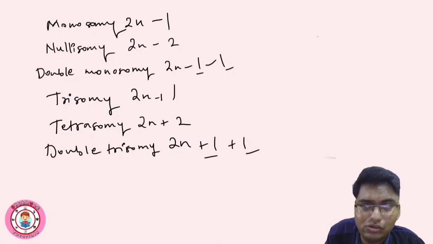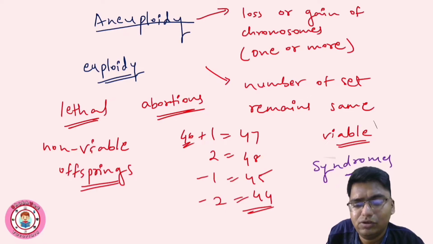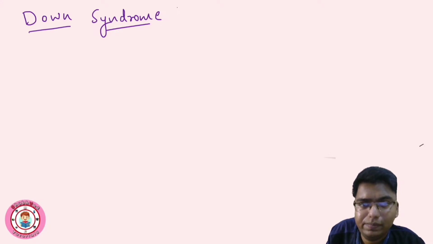Okay, as we know, normal is 2n. In humans, it is 46. So we will discuss some of the common diseases. First is Down syndrome. Down syndrome is written as 47 plus 21. It means one chromosome is extra, one extra chromosome.